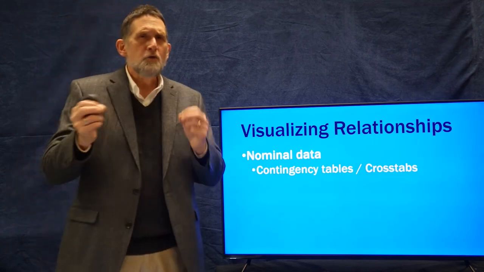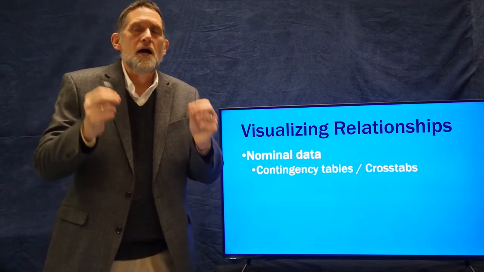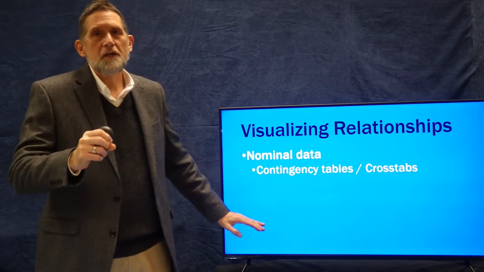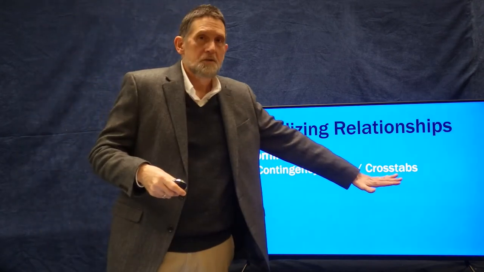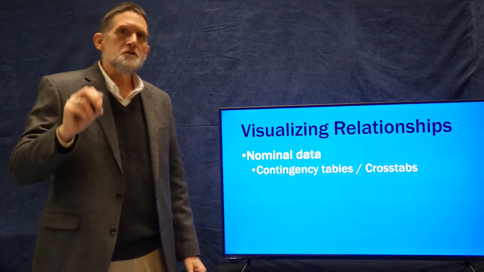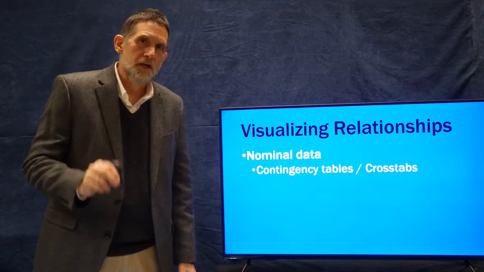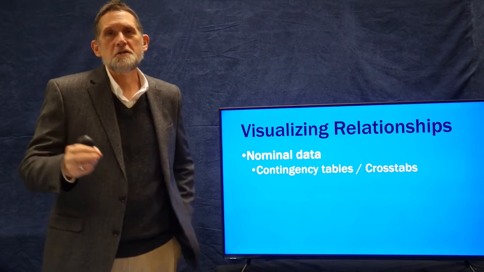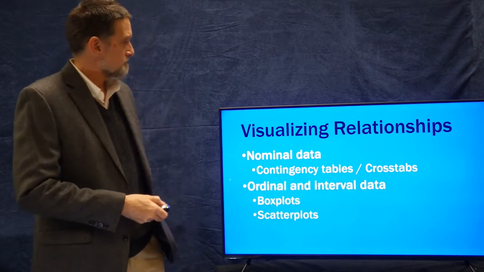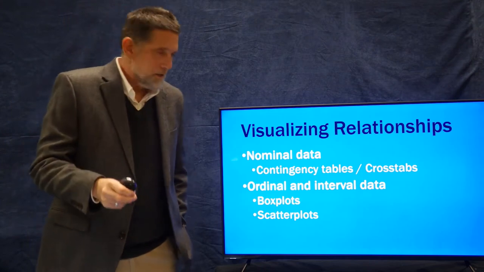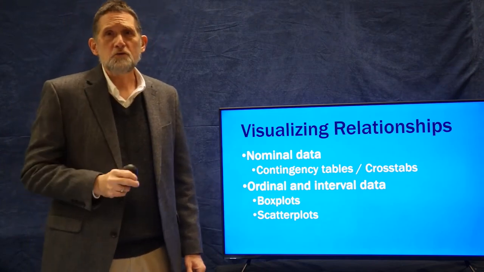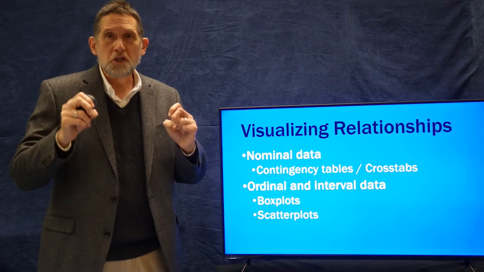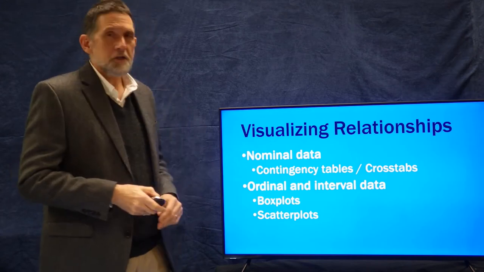So, if we want to look at relationships between two nominal variables, categorical variables, there are basically two ways to do that, and those are through contingency tables and cross tabs. The other one is through box plots, but I'm not going to show you that today. We'll get into that later on. We're going to use it extensively when we get into a statistical procedure called analysis of variance. With ordinal and interval data, box plots are very useful, and so are something that we haven't talked about yet called scatter plots. So let's take a look at each of these.